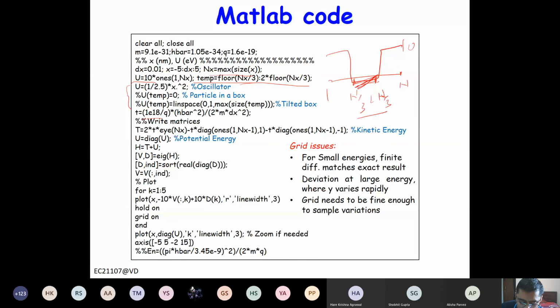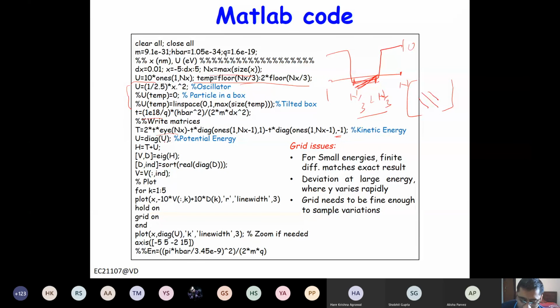So 2t times I is basically the identity matrix, right? All the diagonal elements are 1, so all the diagonal elements are multiplied by 2t. Then the diagonals shifted by 1 and by -1 are multiplied by minus t. So this is your diagonal minus 1 and plus 1, right? They are called subdiagonals. So this is a smart way to make the matrix.